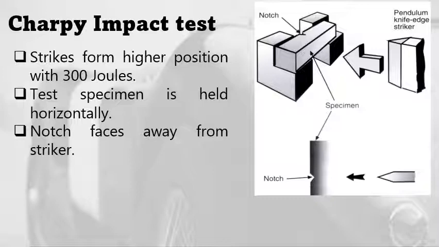So that's the difference between the Izod impact test and the Charpy impact test. But more or less, the principle is the same. We have the striker striking the test specimen at a vertical or a horizontal position, whether the notch faces away or directly faces the striker. So again, it measures the toughness of the material or its ability to withstand breaking.